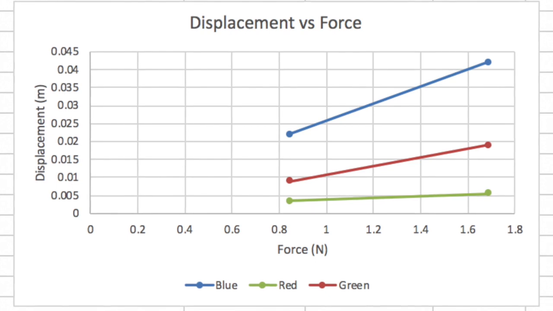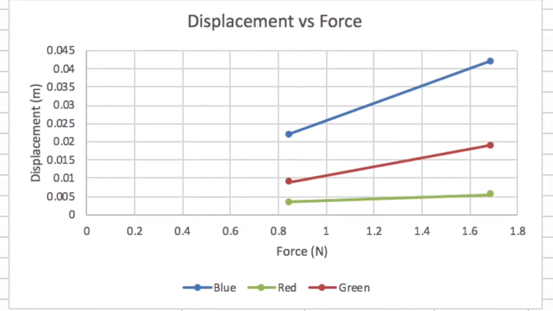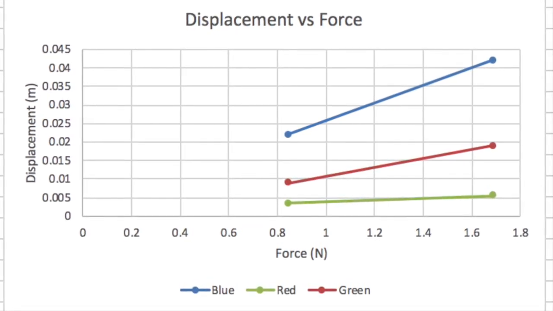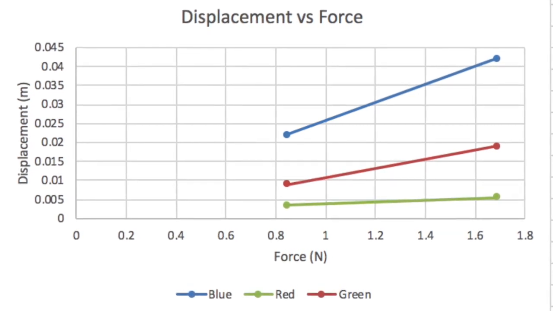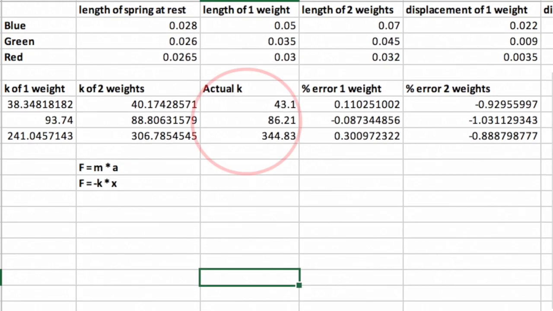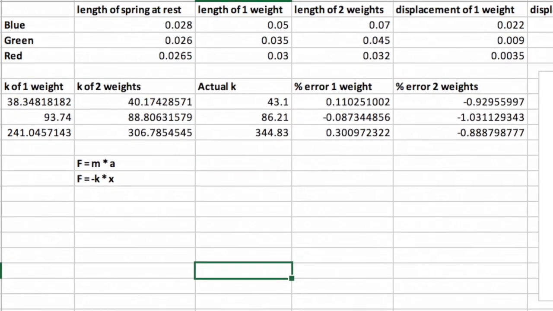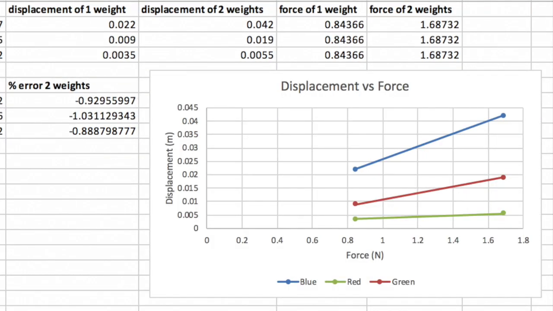As shown in the graph, as force, the independent variable, increases, displacement, the dependent variable, increases proportionally. It makes sense that each color of spring had a different length of displacement for the same amount of force because the k value of each spring varied. This is demonstrated by the blue spring having a higher displacement than the green spring over the same amount of force.